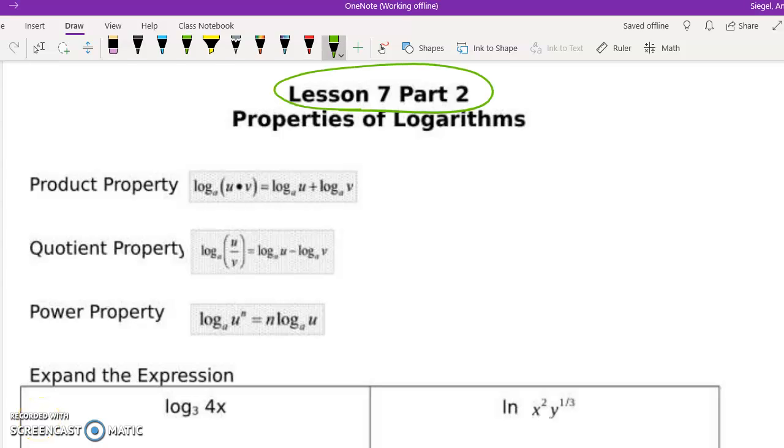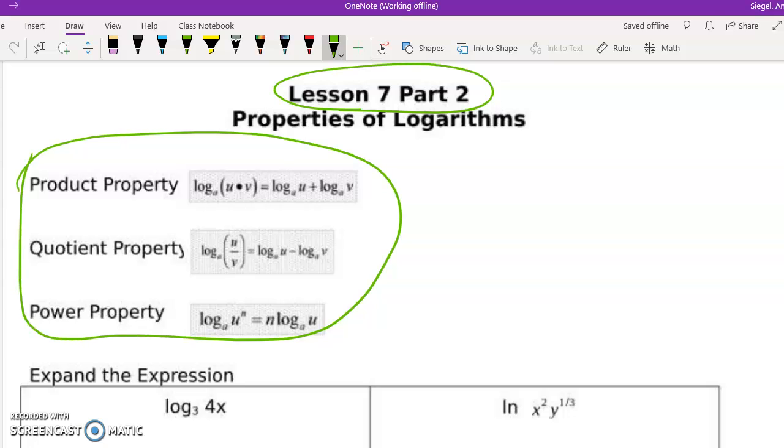Most of this is going to be just review from part 1. So if you'll remember in part 1, we went over these three properties. When you multiply, you add the exponent. When you divide, you subtract the exponent. So we're going to subtract the logs.